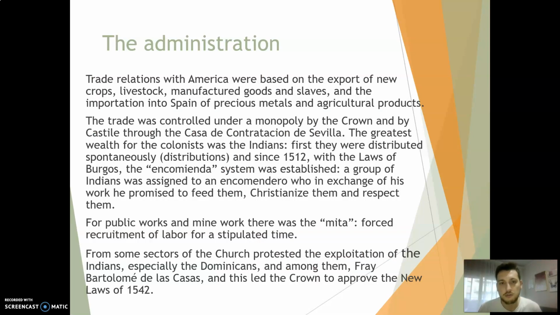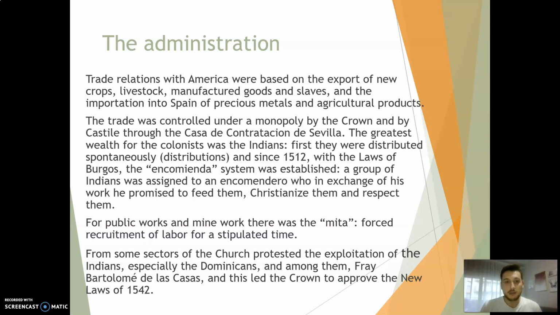About the administration, well, the relation with America was based on the export of new crops. Okay, this is really important because in Europe there weren't, for example, tomatoes or potatoes or tobacco or cacao, chocolate, all this stuff. There was nothing of that there. It was all originally from America. So with this discovery, I would say discovery of America, all these products came to Europe.